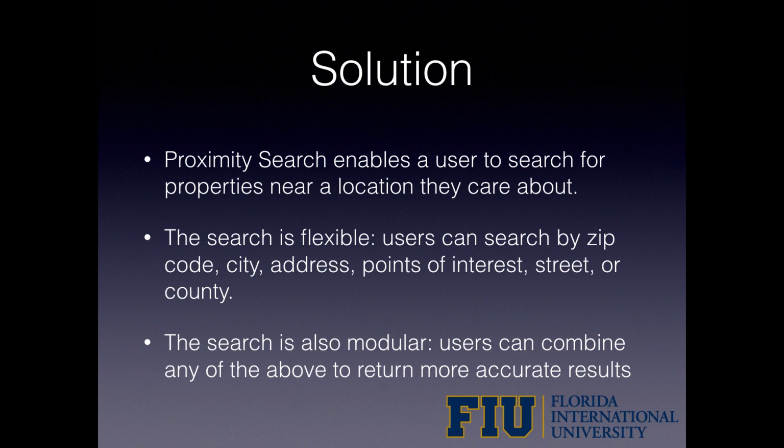The search is also modular. You could combine what I said previously to make the search more refined. So if you only know the zip code and a point of interest, you can combine them both together and you can get a more refined search.